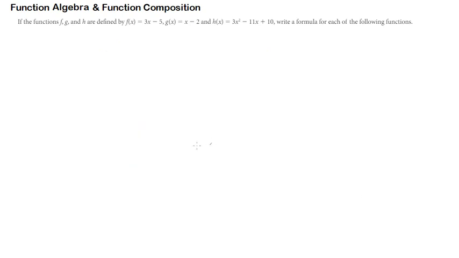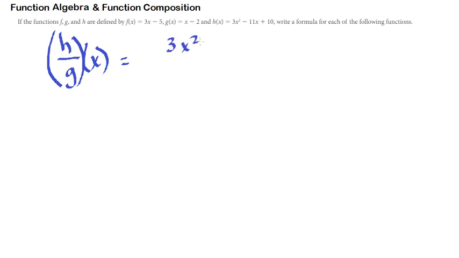Let's look at a division problem. They're the ones that are a little bit different. We'll look at h over g of x. And of course, that could be written all sorts of different ways too. It could be written like that. Let's write our h, 3x squared minus 11x plus 10 over x minus 2.